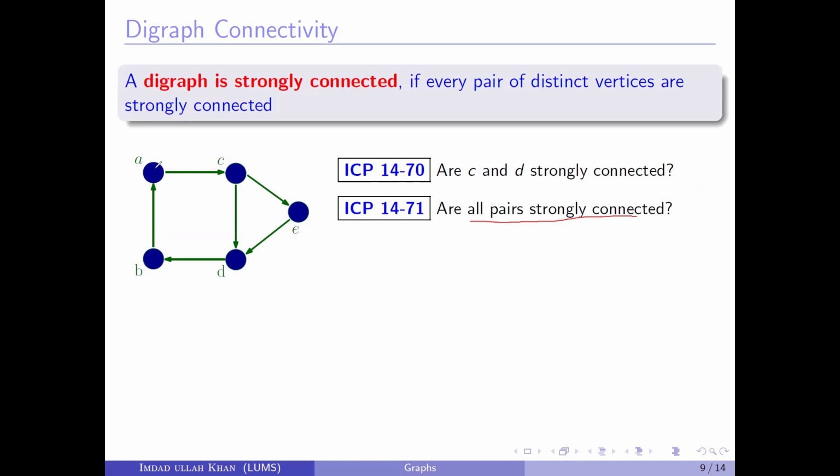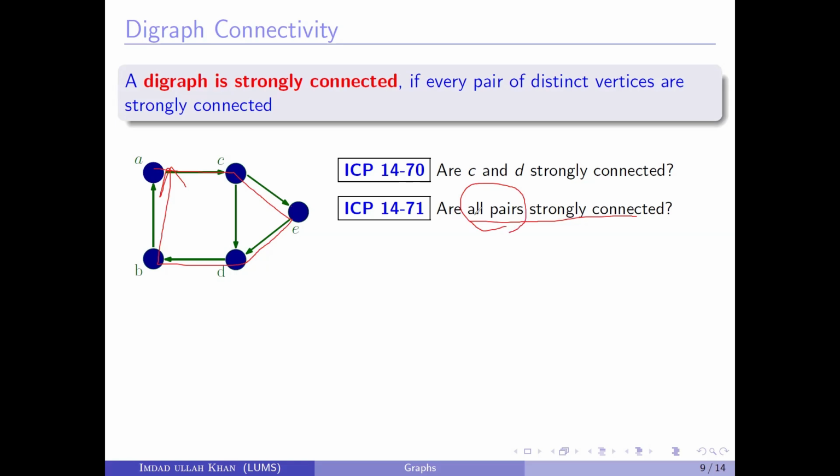And if you focus on this, this is just one take for this particular example. If I start from A, I go to C, go to E, then D, then B, then back to A. So in this entire transition, all the vertices of the graph are following a cycle, which means that starting from any vertex, I can go to any other vertex. In other words, all pairs are strongly connected.